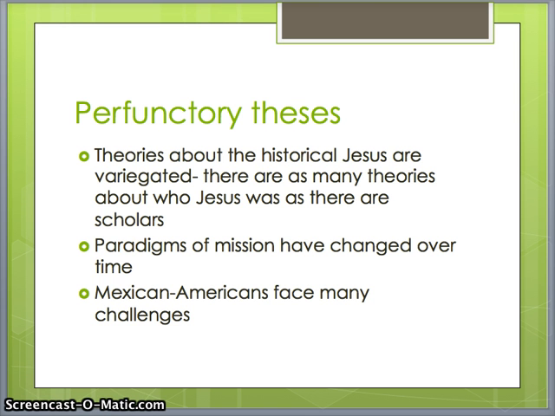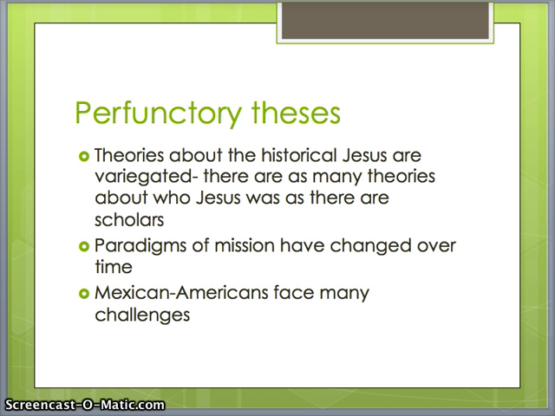Here's another example. Paradigms of mission have changed over time. Okay, that's in one sense, well, obvious, but in another sense, yeah, you could certainly prove that or develop that understanding by going through a bunch of authors' works. But it's basically like the first argument that says there are lots of ways of seeing this, and there's not a central theory that really organizes the ideas or that really teaches us a lot from that. Another example, Mexican Americans face many challenges.